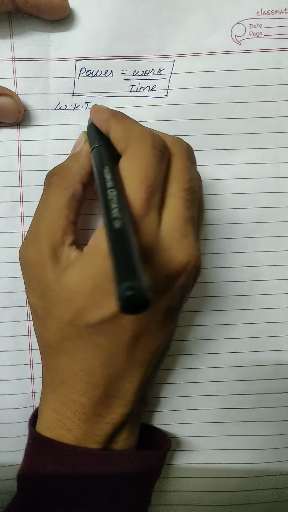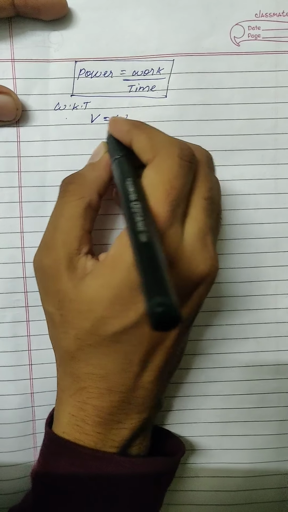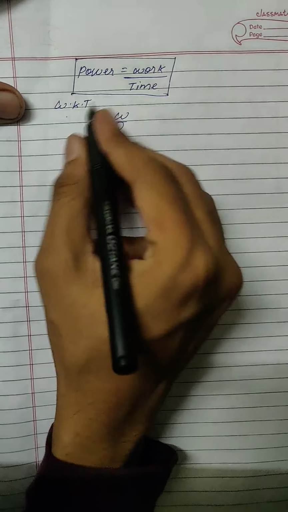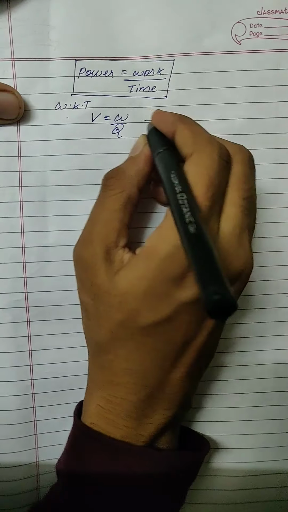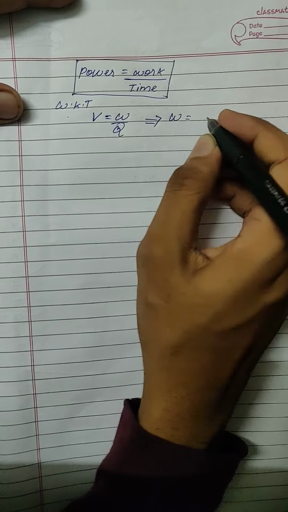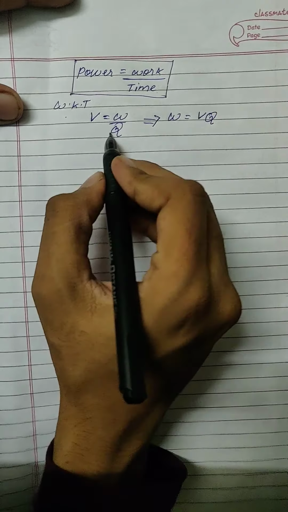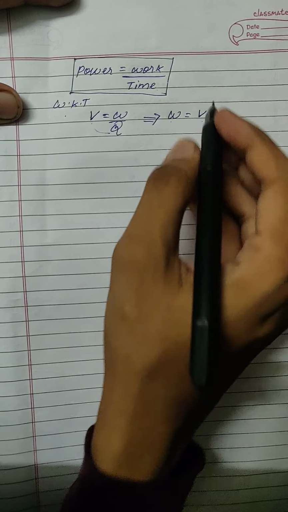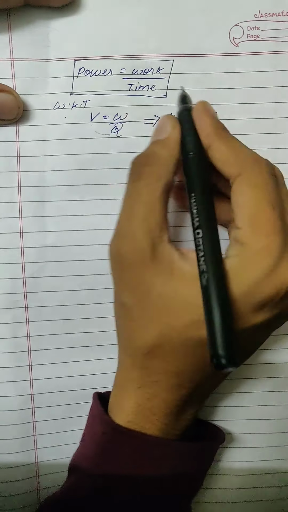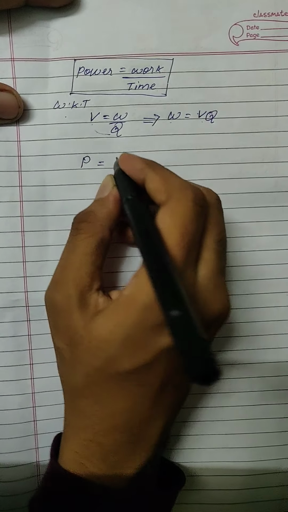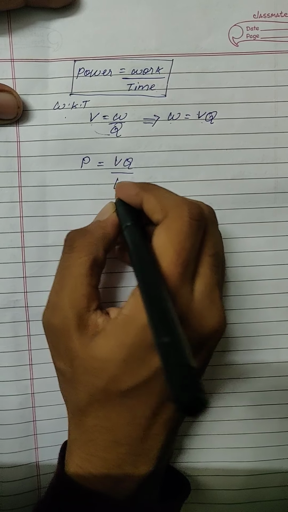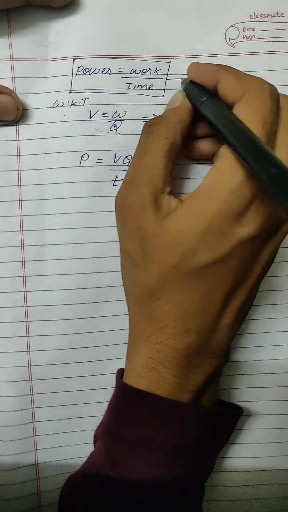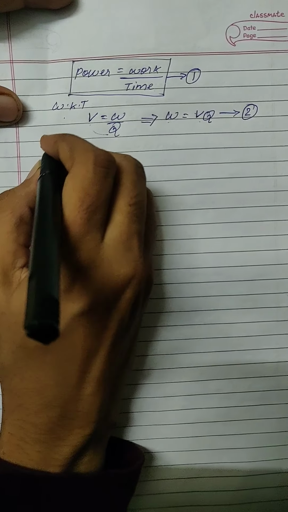So now we also know that potential difference is equal to work done to move a charge from one point to another point, isn't it? From this equation we can get work is equal to V into Q. Q will go to the left side as numerator. So W is equal to V into Q. If you substitute this here, you will be getting power is equal to VQ by T, isn't it? You are substituting 2 in 1.